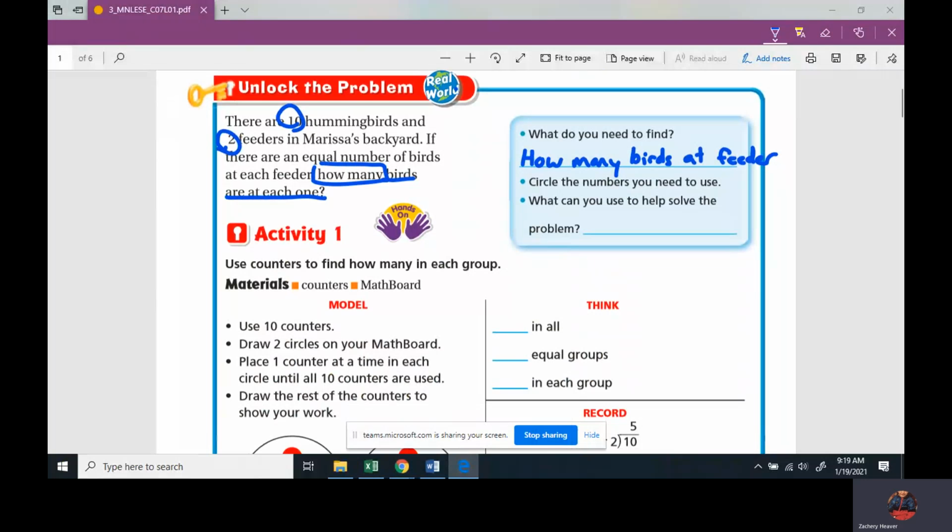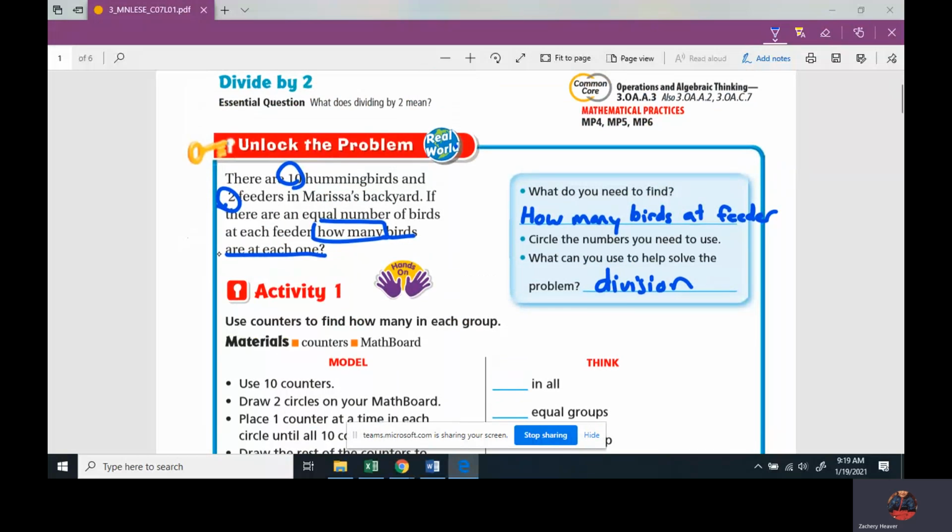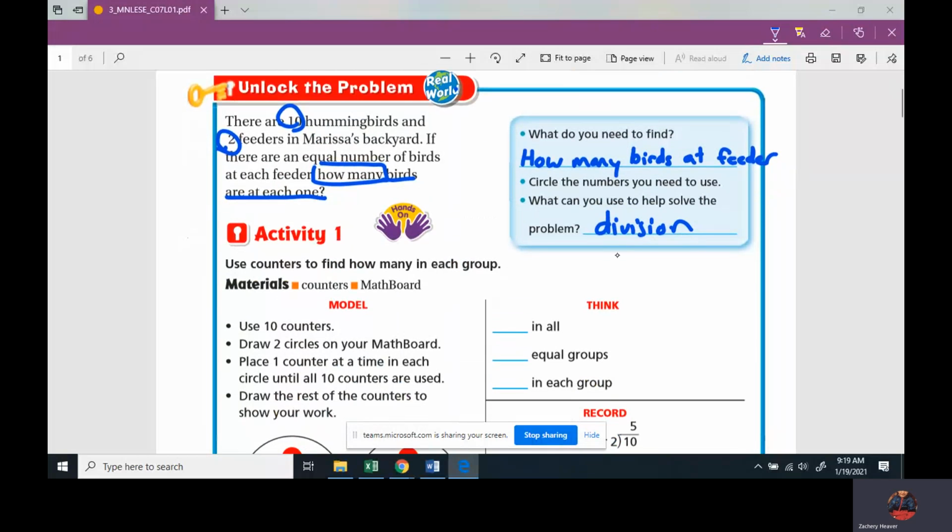The second thing we have to do says circle the numbers you need to use. Well, we've already done that. We're going to use 10 and 2. And it says, what can you use to help solve this problem? We're going to use division. You don't know how to spell division? Guess what? It's up there. D-I-V-I-S-I-O-N. Division.